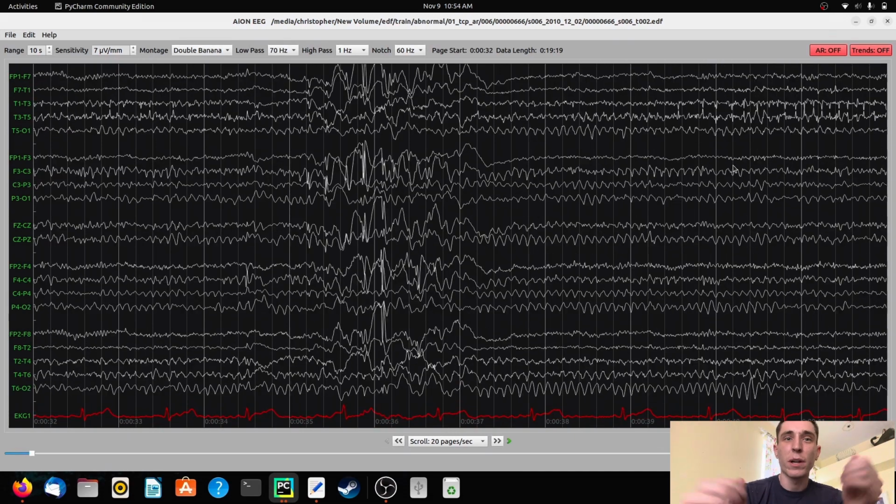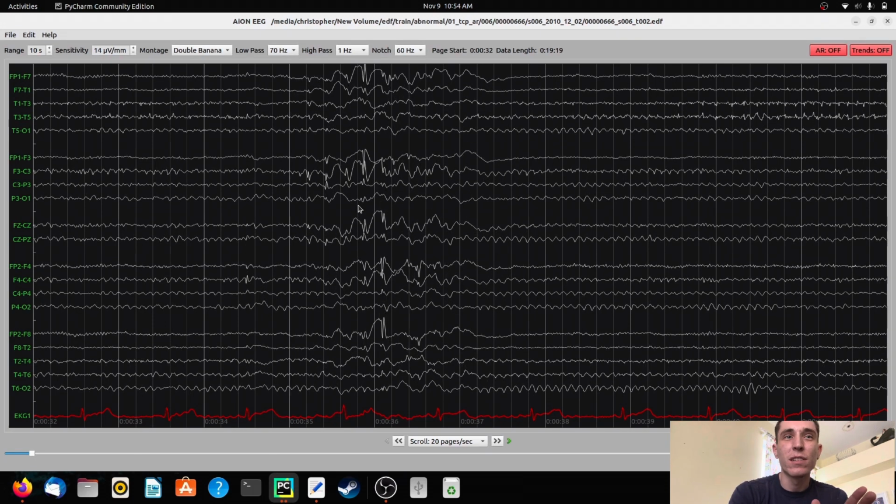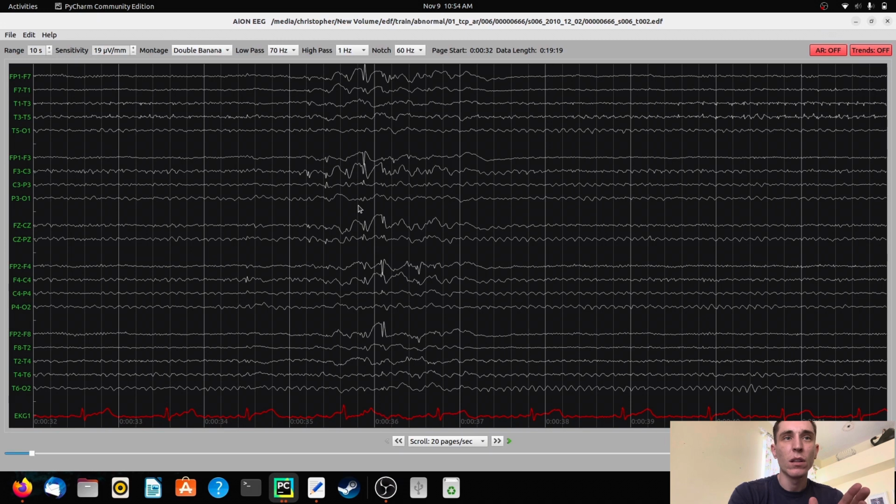Now, just by scrolling a couple seconds, we find something interesting. This stands out from the background. This is the background, the normal background right here. But right here, let's change the sensitivity, make it a little bit lower so we can see what's going on. You see these little spikes here.